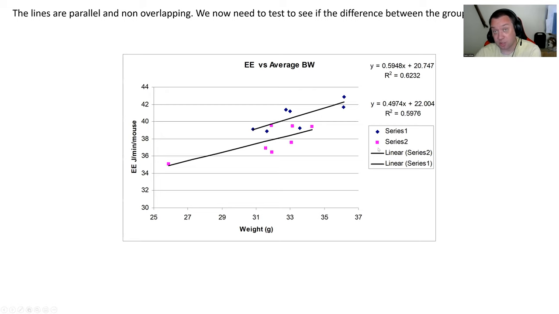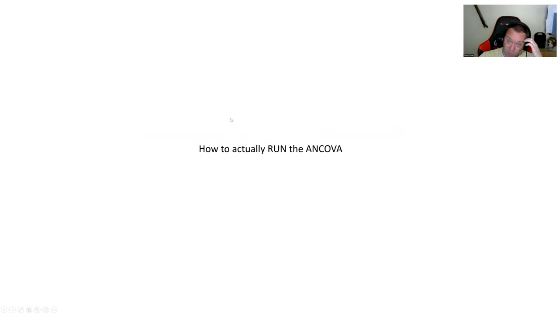When we do this, we can see two things which are really quite nice. The first thing is the r-squared for each of the regression lines is really quite decent. It's about 0.6 for both of them, for series one and series two. But we can also see immediately our lines are parallel, which is another thing we want for ANCOVA. We want them to be roughly parallel, and they're not overlapping. That's great, because this means that this data looks like we're almost certainly going to be able to run an ANCOVA on it. And then we can use that ANCOVA to find out, given that some of these points are kind of overlapping each other on the y-axis, is that going to be sufficient to give a significant difference in metabolic rate? So how to actually run it?